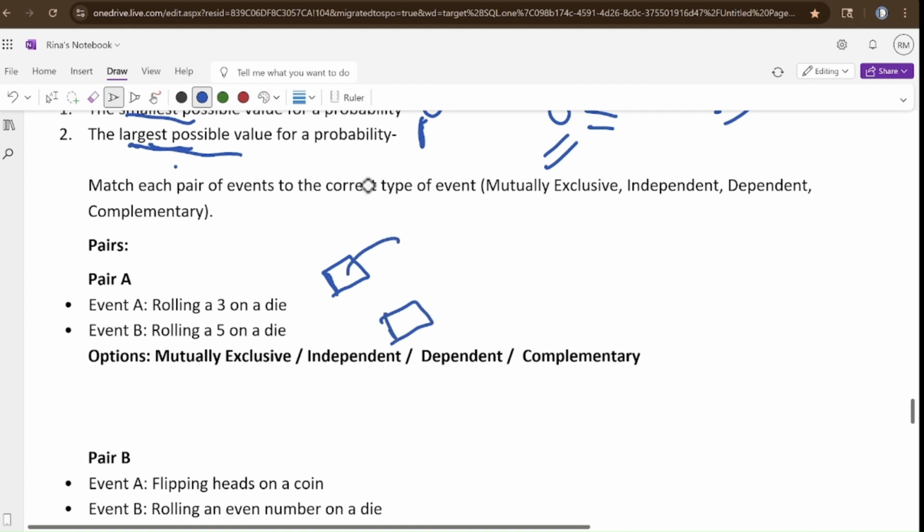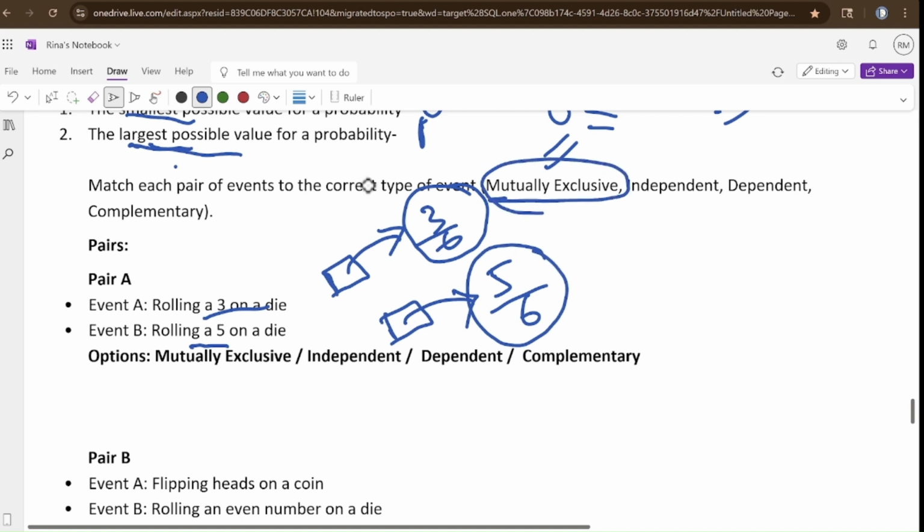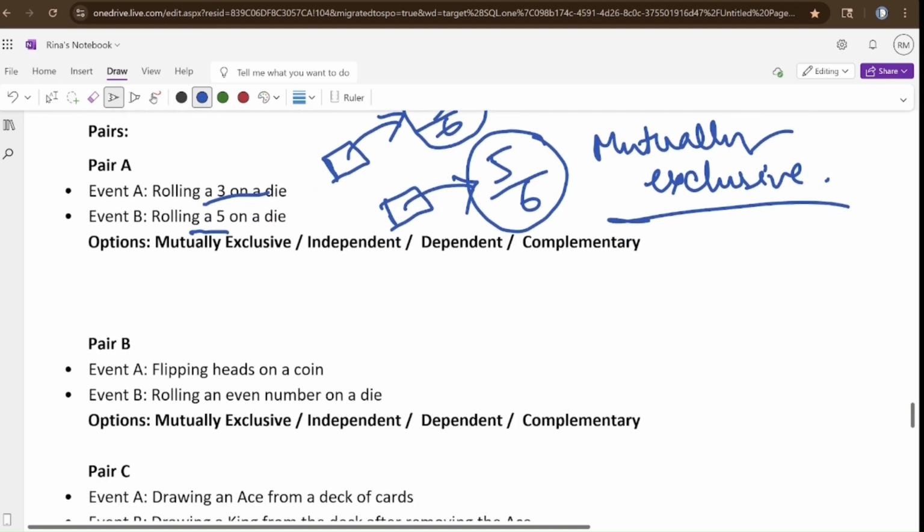So what is the probability of getting 3 on a die? The probability is 3 by 6, as you have just calculated. What is the probability of getting 5 on a die? The probability is 5 by 6. Do you think this one is related to that one anyway? No, they are completely exclusive. So they are mutually exclusive. They don't have any relation with each other. So this is the type of this event. Now let's do the next one.